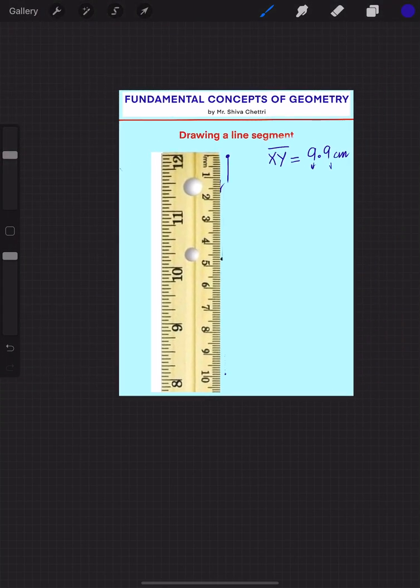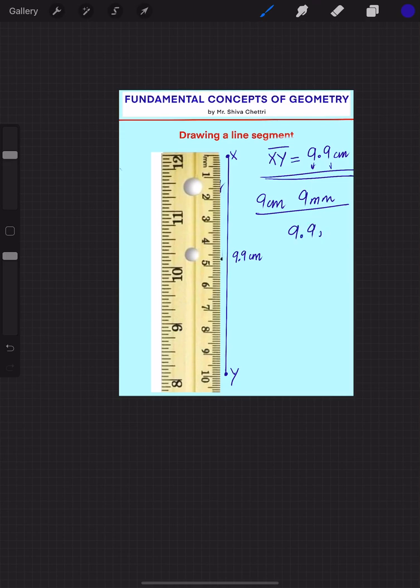Now I'll connect these 2 points and label them X and Y. So this is 9.9 centimeter. We say XY equals 9.9 centimeter. Sometimes it is also given as 9 centimeter 9 millimeter. So you have to understand that it is 9.9 centimeter. Even in my earlier case, it is given as 4.7 centimeter, which is like 4 centimeter and 7 millimeter. You have to understand it yourself.